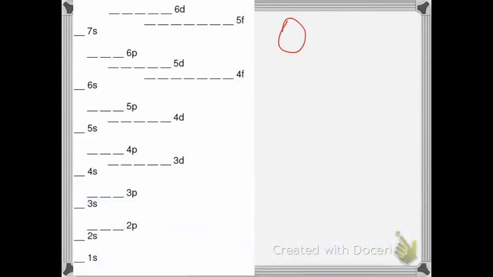All right, so oxygen has how many electrons? 8. It has 8 electrons, because that's its atomic number. It has 6 valence electrons, and we'll get to that later. I do the same thing sometimes. All right, so where do we start?